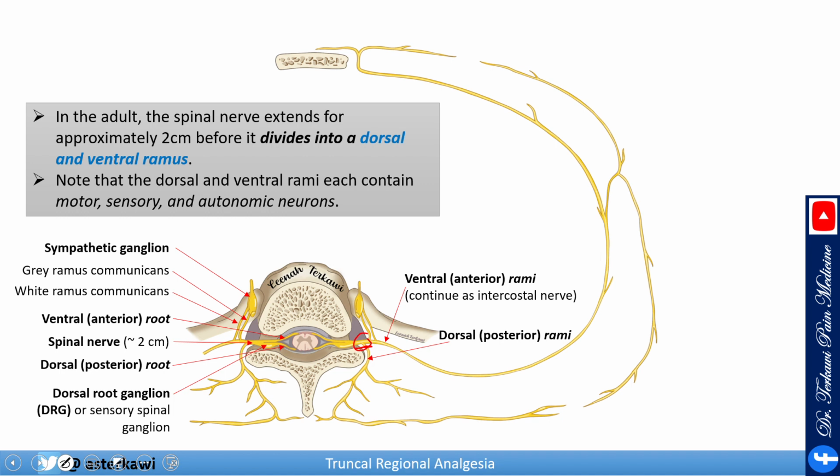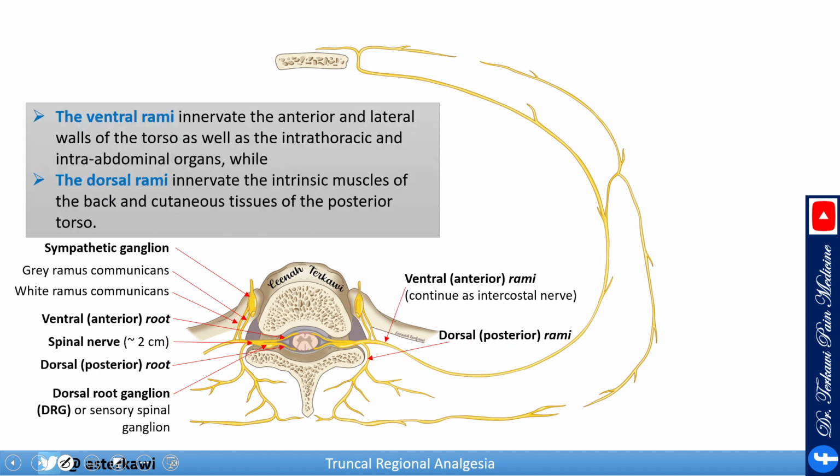From now, everything is mixed together. So motor, sensory, and autonomic, they are together. So the spinal nerve now give you two branches. The ventral rami, notice now we are calling it rami, not root. The ventral rami, which continue as intercostal nerve, and the dorsal rami posteriorly.